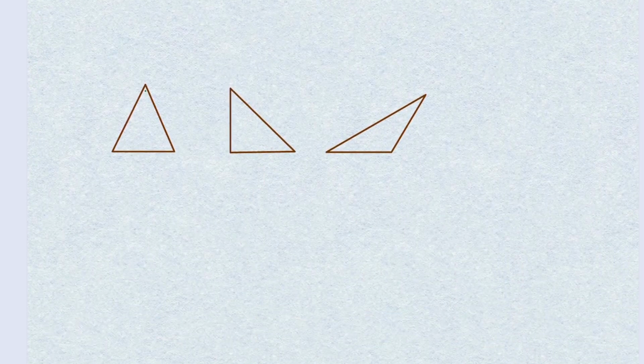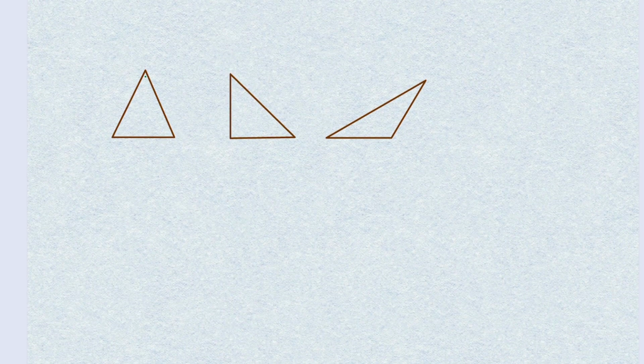Next, let's take a look at the triangles. To find the area of a triangle, the formula that we'll be using is area equals 1/2 times base times height. So what is the base of a triangle? The base of the triangle is the bottom bit where it sits.